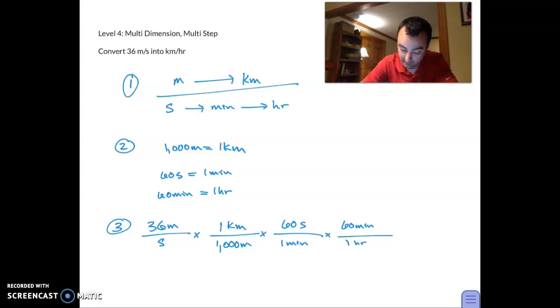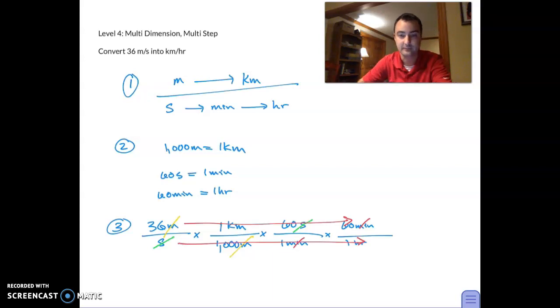So from here, we can verify that all of the units have canceled. Meters, gone. Seconds are also gone. It's multiple steps away, but it is still canceled because it's all multiplication. And then lastly, minutes are canceled. And then you multiply across the top, multiply across the bottom, and then you divide the top by the bottom.